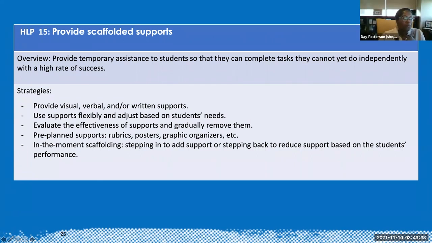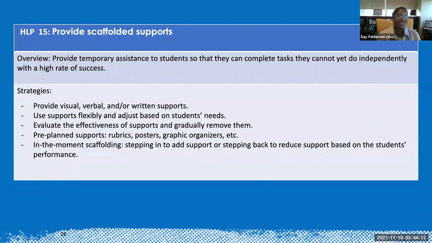Okay. So 15 provides scaffolded supports. The overview for this one is providing temporary assistance to students so that they can complete tasks they cannot yet do independently with a high rate of success. And so this is very much, as I said before, about this idea of how the HLPs are intersecting. We think about scaffolding and we think about helping our students in learning. Learning is risky. And so one way to be able to complete something that feels risky or new is to have help.